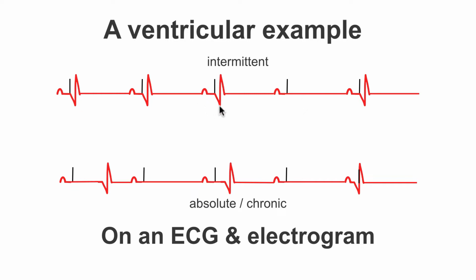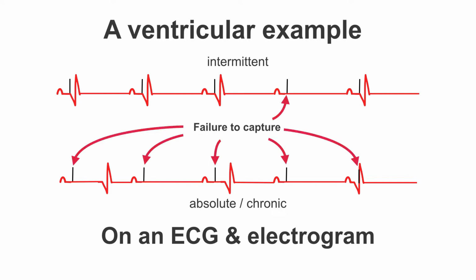When some of the output pulses are successful, but some aren't successful, this is intermittent. You can also have permanent or absolute or chronic failure to capture. On the ECG example below, we can see that all of these output pulses, represented by these pacing spikes, fail to trigger a ventricular depolarization. And here I've just marked on for clarity all those events where the pacemaker has failed to capture.